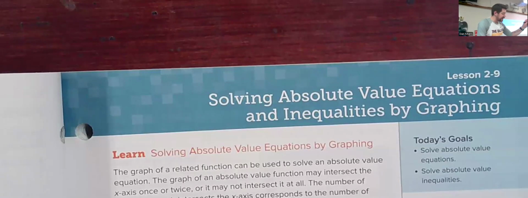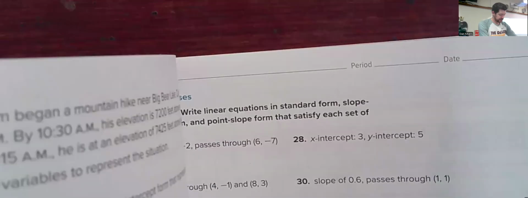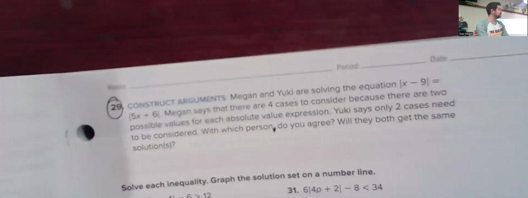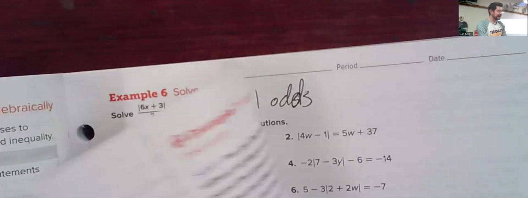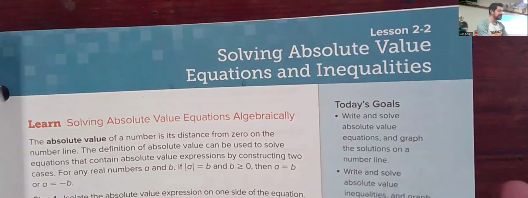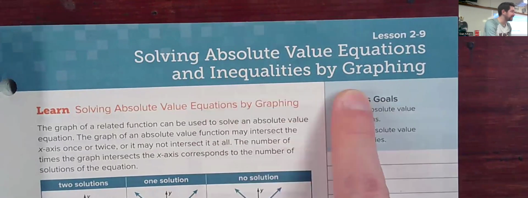So we learned back in lesson 2. What lesson was that? There it is, lesson 2.2. Back in lesson 2.2, we solved absolute value equations and inequalities. That was lesson 2-2. Here's lesson 2-9, solving absolute value equations and inequalities by graphing.